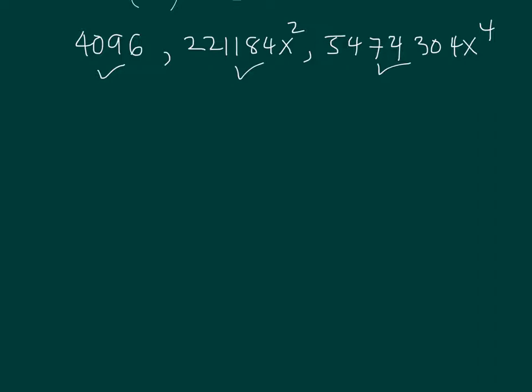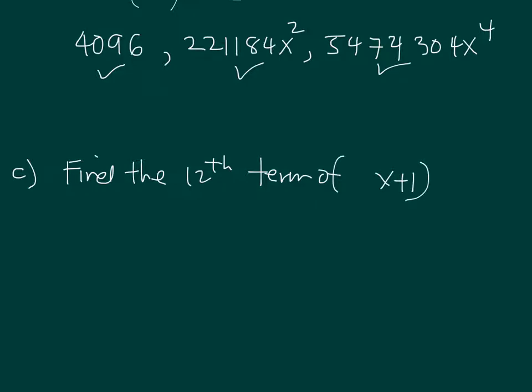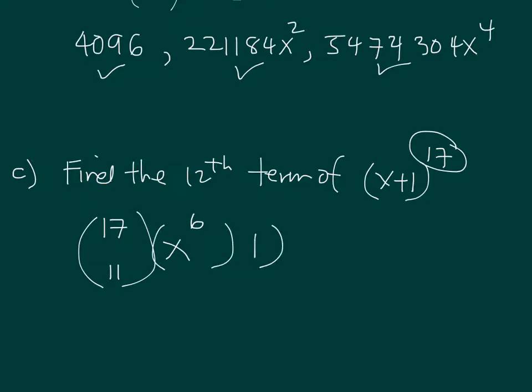Another example would be just finding a specific term. Say, I want to find the 12th term of x plus 1 to the 17. Okay, so basically our n is 17, so for the 12th term, my r should be 11, it's always 1 less than the indicated term. And then the first term is x to the 6, that is 17 minus 11, and then times 1 to the 11. Okay, so this is the 12th term.